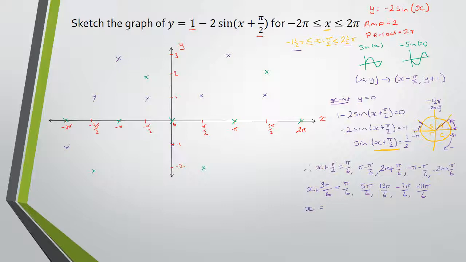Okay, now I subtract 3 pi on 6 from every solution. Pi minus 3 pi, that gives me negative 2 pi over 6. 5 pi minus 3 pi, that gives me 2 pi over 6. 13 pi minus 3 pi is 10 pi. Negative 7 pi minus 3 pi is negative 10 pi. Negative 11 pi minus 3 pi is negative 14 pi over 6.